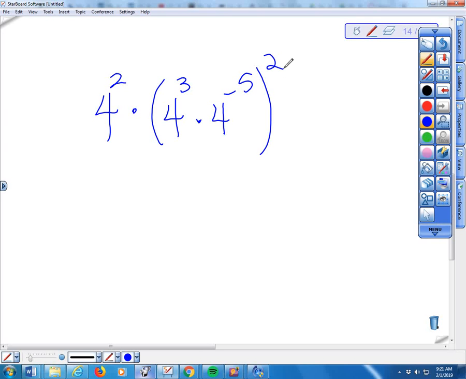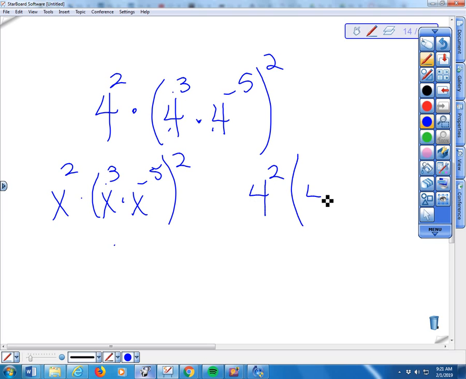Might be helpful with this one to show you what this would be. Order of operations, what do I do first? Parentheses. So what's in the parentheses? X cubed, x to the negative 5th becomes x to the negative 2. 3 minus 5. You add exponents when you multiply. Yep. Negative 2. Okay? So this base and this base are like my x. So this becomes 4 squared times 4 to the negative 2 squared.